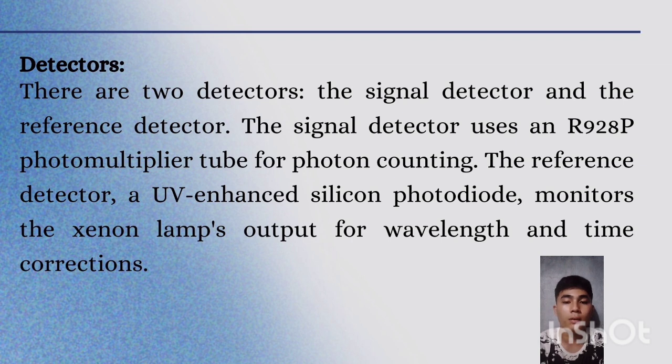Second is the reference detector. This uses a UV-enhanced silicon photodiode, and its job is to monitor the output of the xenon lamp. This helps the system make corrections over time and wavelengths, ensuring that any changes in the lamp intensity don't affect the accuracy of the result.